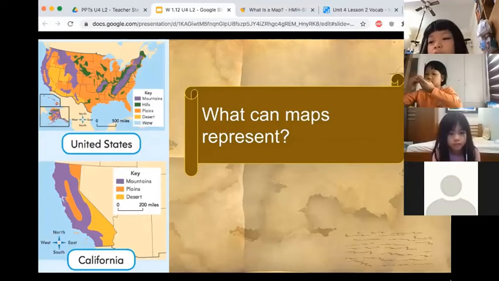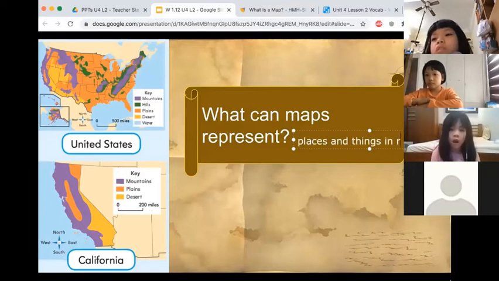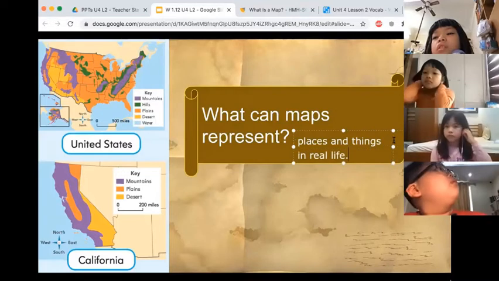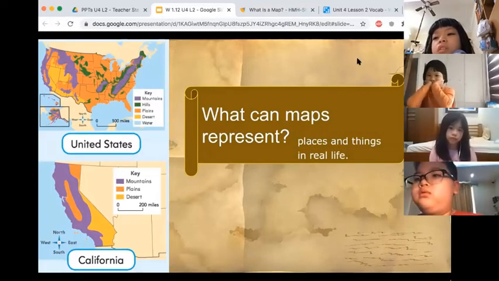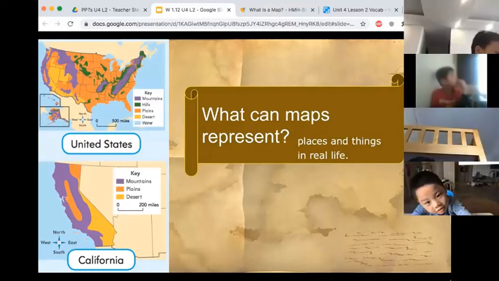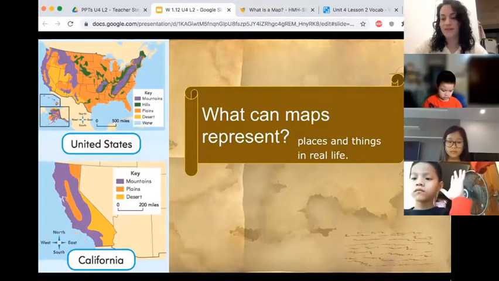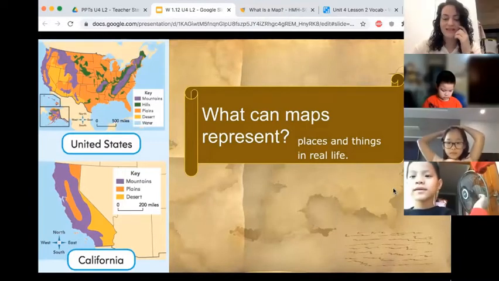So I guess we could say maps represent places and things in real life. I guess would be the best way to put it. Maps represent places and things in real life. What do we think about that? Does anyone have any questions so far? You can unmute and say question. Question. Yes, go ahead, QK.